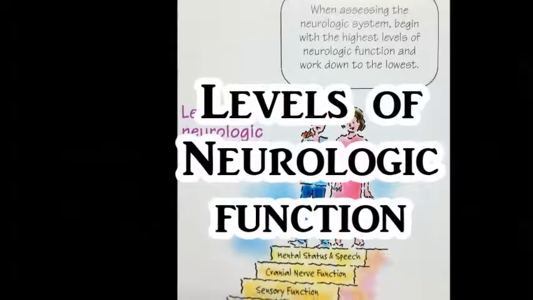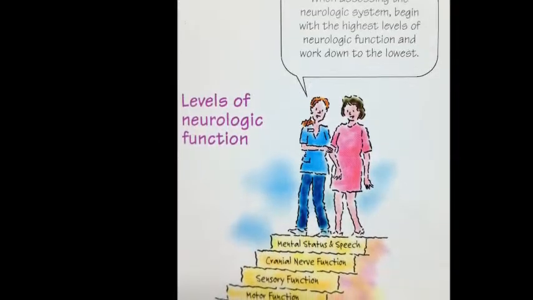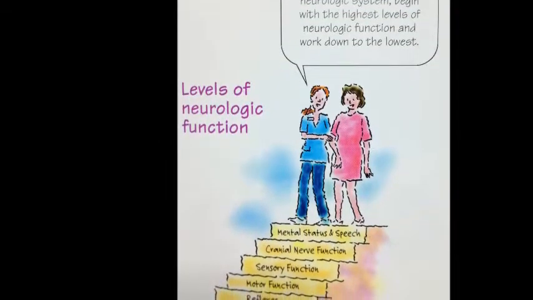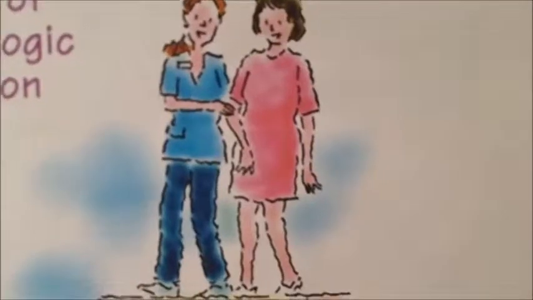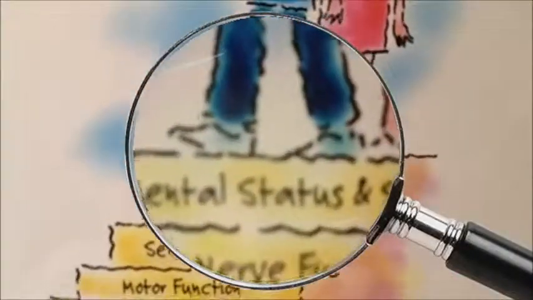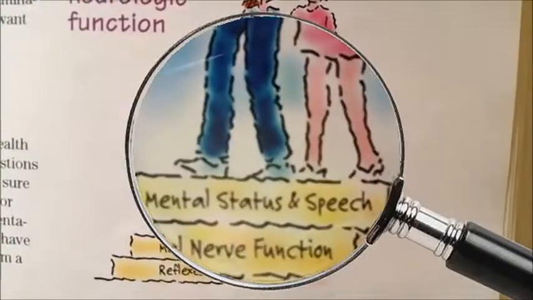A complete neurologic examination is long and detailed, and you probably won't perform one in its entirety. However, if your initial screening examination suggests a neurologic problem, you may want to perform a detailed assessment. The levels of neurologic function. When assessing the neurologic system, begin with the highest levels of neurologic function, assessing mental status and speech.